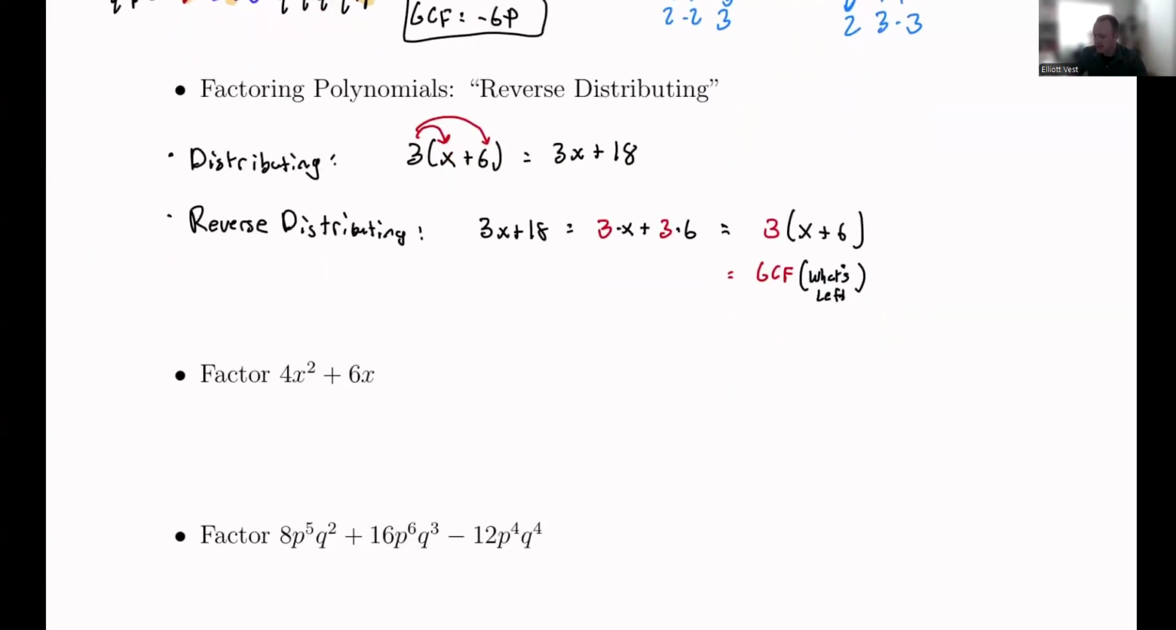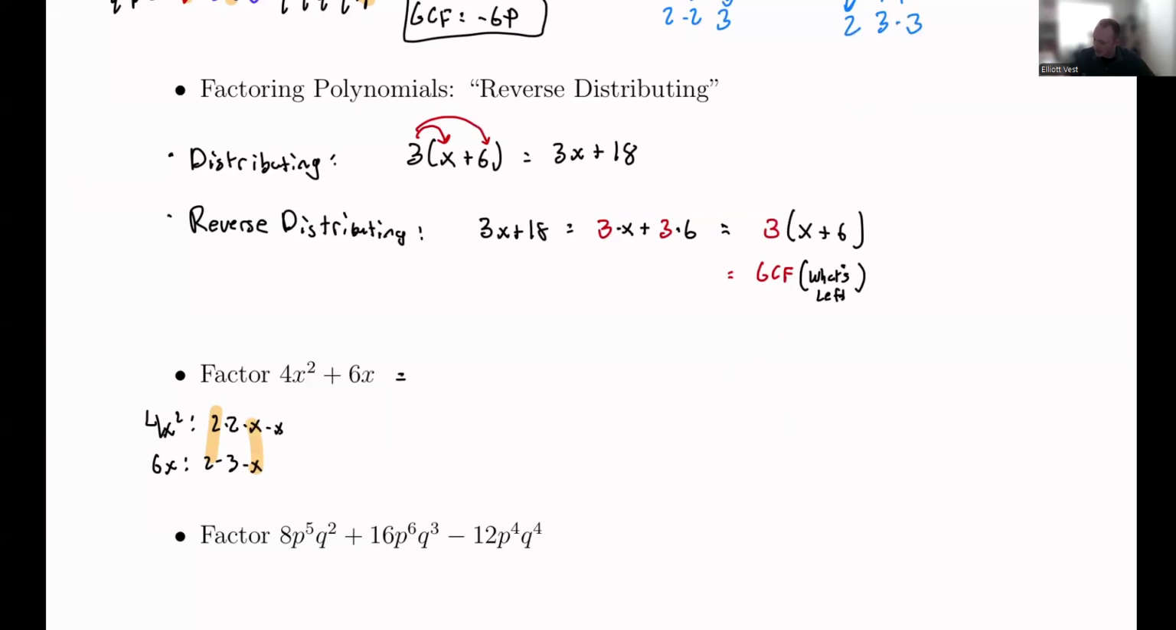Okay, so let's try this. Let's factor 4x squared plus 6x. Again, the idea is we can create the prime factorization of both of them. Maybe you can see it already, right? But what can 4x squared be built out of? It's built out of 2 times 2 times x times x. 6x is 2 times 3 times x, right? So this is the prime factorization of both. And I see that they share a 2x out of both of them.